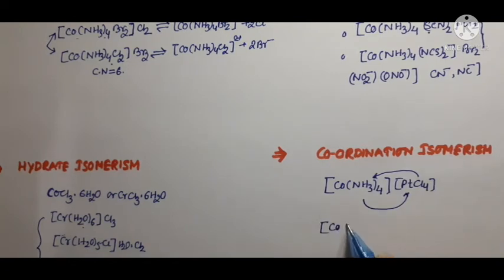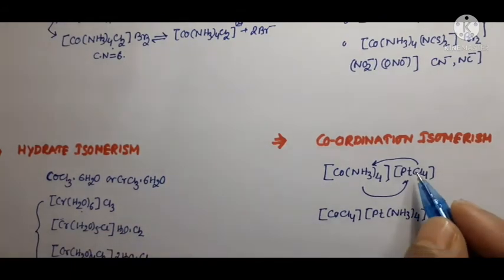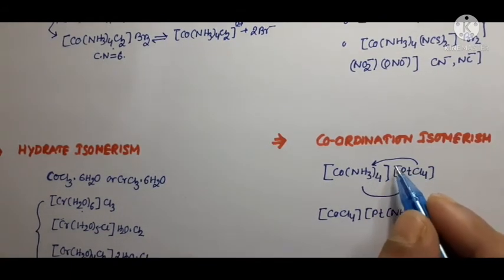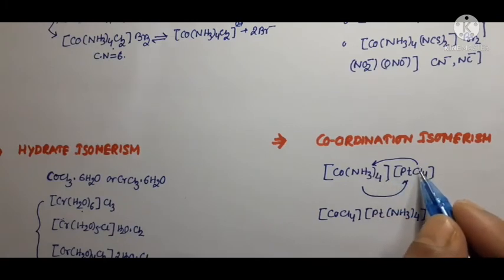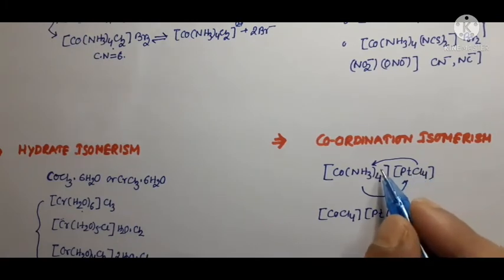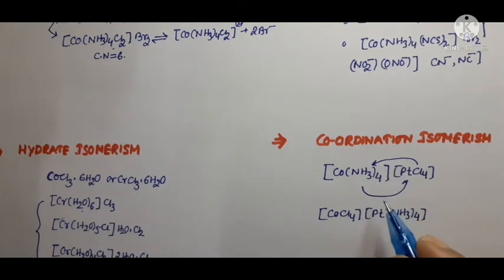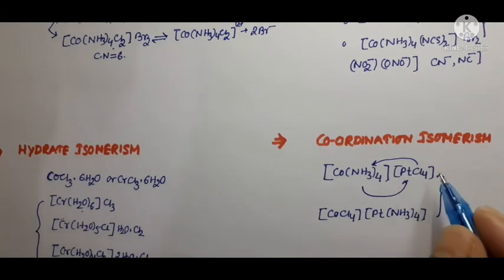So we will have [CoCl4] and [Pt(NH3)4]. Such types of isomers are known as coordination isomers, in which ligands interchange their coordination sphere. Ligands present in the ionization sphere migrate to the cationic part, and similarly the ligands present in the coordination sphere migrate to the anionic part. So these two are examples of coordination isomers, and the property is known as coordination isomerism.